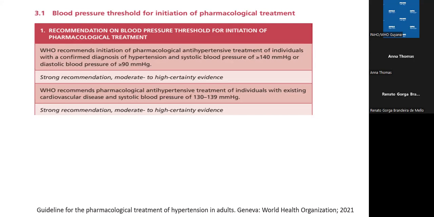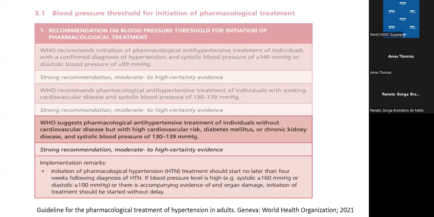WHO also recommends pharmacological antihypertensive treatment of individuals with existing cardiovascular disease and systolic blood pressure of 130 to 139 millimeters of mercury. Here the threshold is lower, and we must remember this.